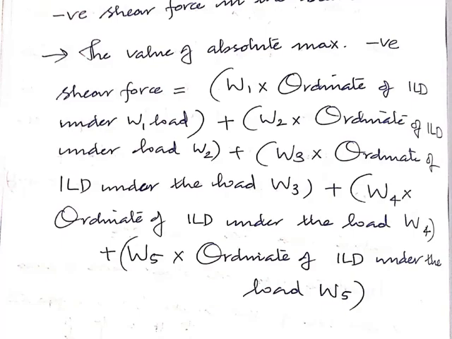So after arriving at the actual load position, the value of absolute maximum negative shear force is equal to W1 into the ordinate of ILD under the load W1 plus W2 into the ordinate of ILD under the load W2 and so on. That means again the sum of the load intensity multiplied with the ordinate of ILD under the corresponding load.